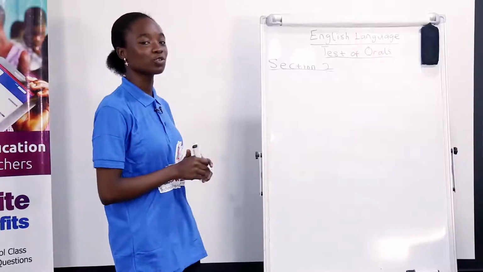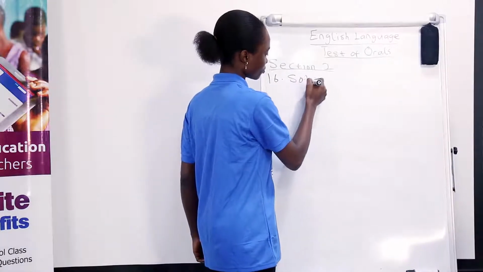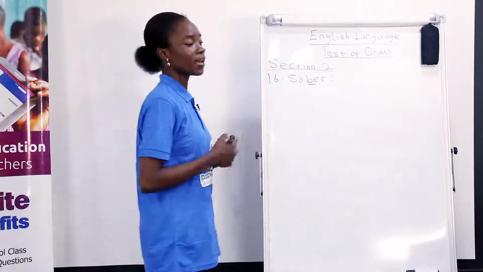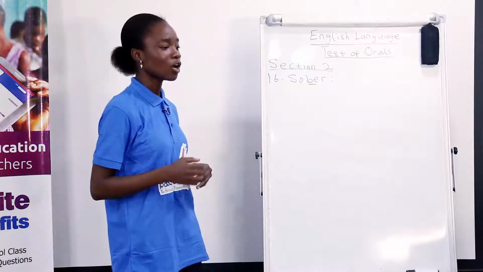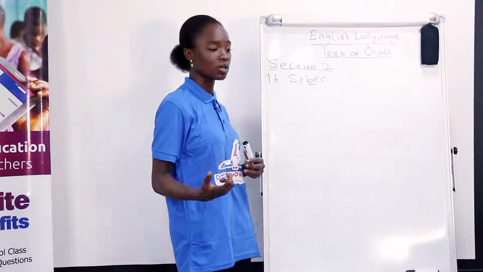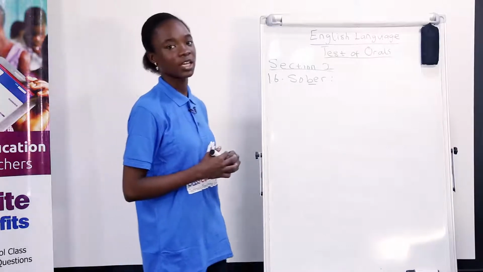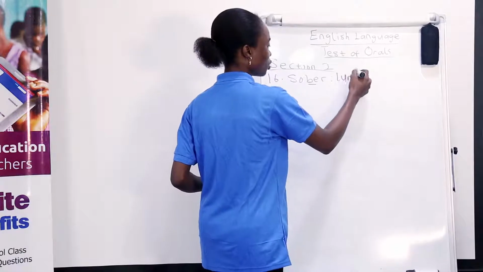Number 16, we have sober. Option A, we have climb. Option B, plumber. Option C, lumber. And option D, we have lamb. So the correct answer is lumber. That's the B sound. Lumber.